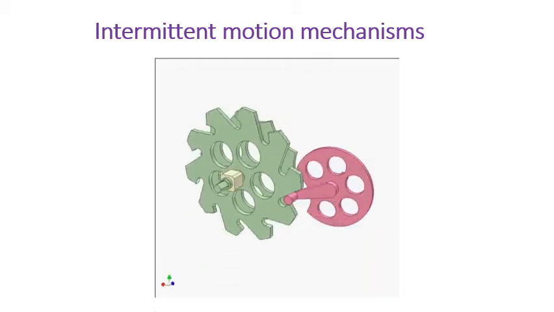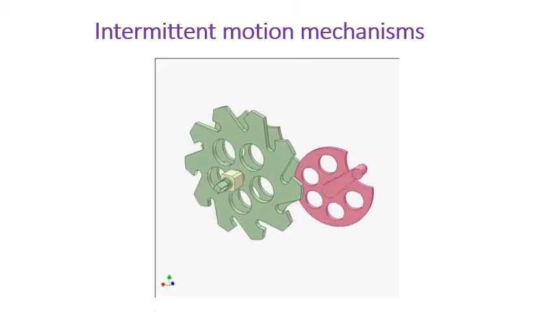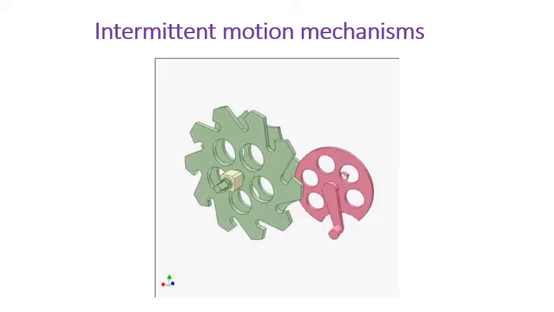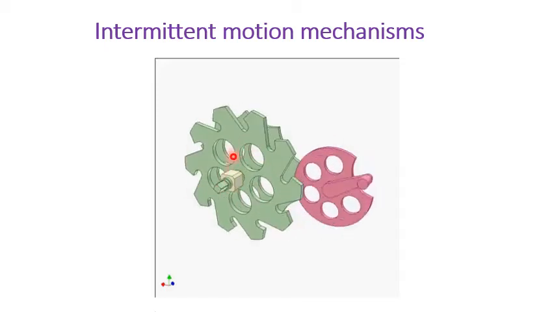So the next important topic is intermittent motion mechanism. If you see this animation, you will come to know what an intermittent motion mechanism is. These intermittent motion mechanisms are used to convert continuous motion into intermittent motion. In the animation you can see this is the driver, and this is the driven.